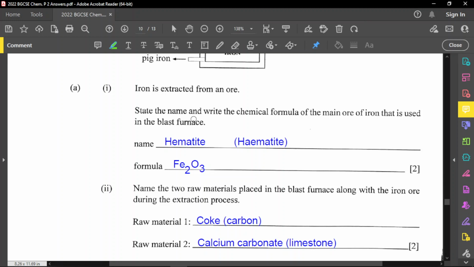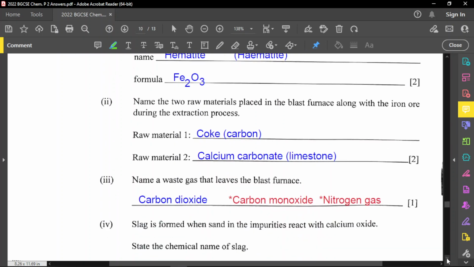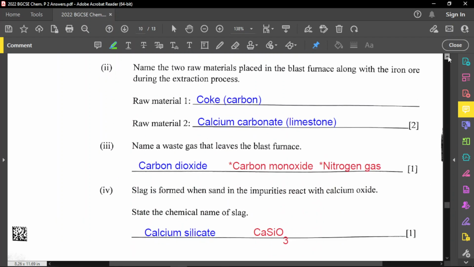It asks you to state the name and write the chemical formula of the main ore of iron that is used in the blast furnace, and this is called hematite. Hematite can be spelled either without the A or with the A before the E, so whichever option you can use. Now the formula is Fe2O3. Then for part 2, jumping a little bit too fast.